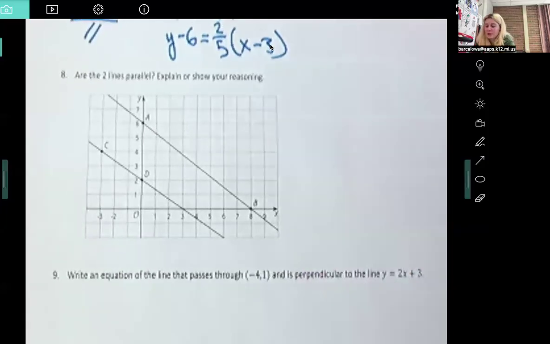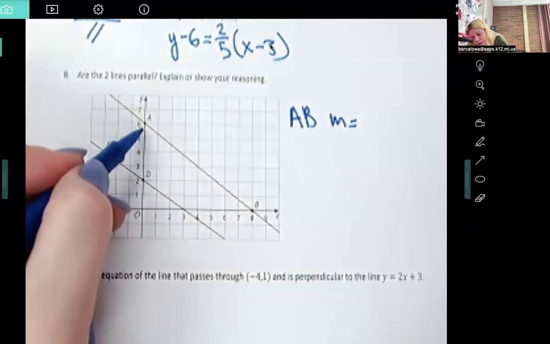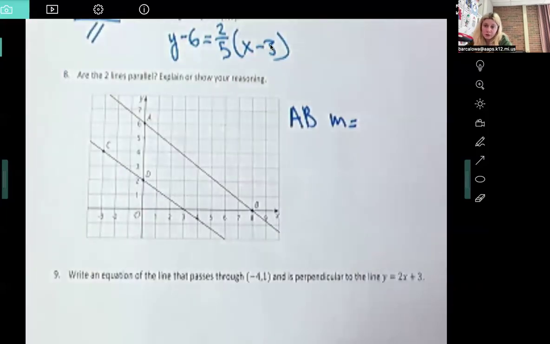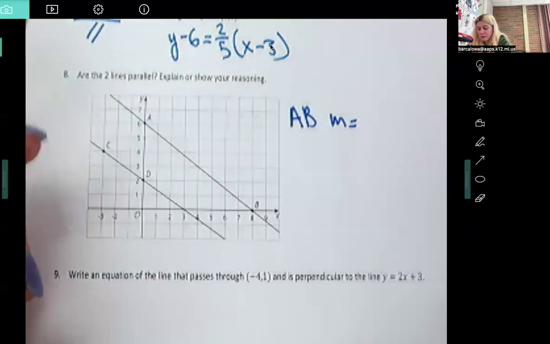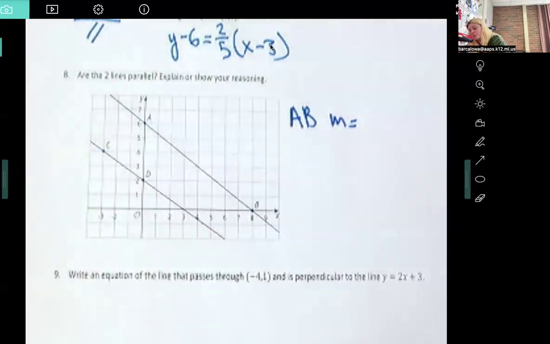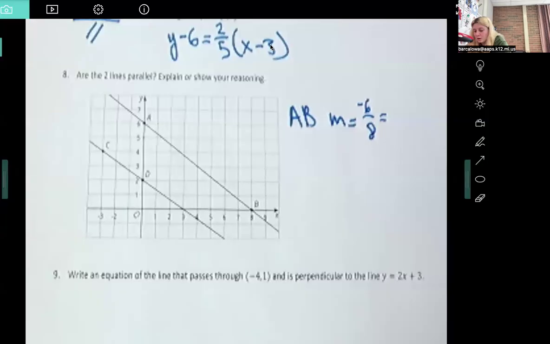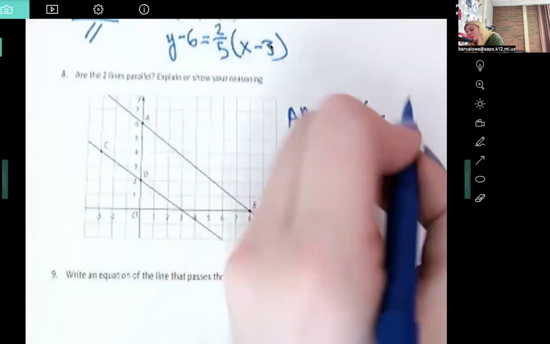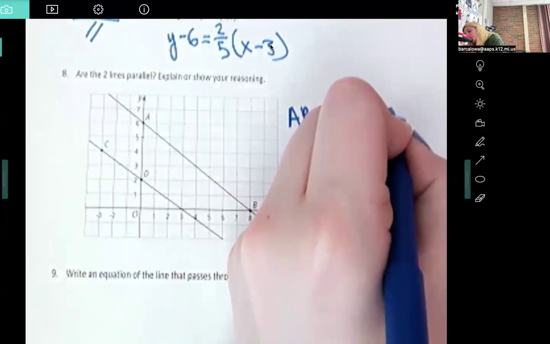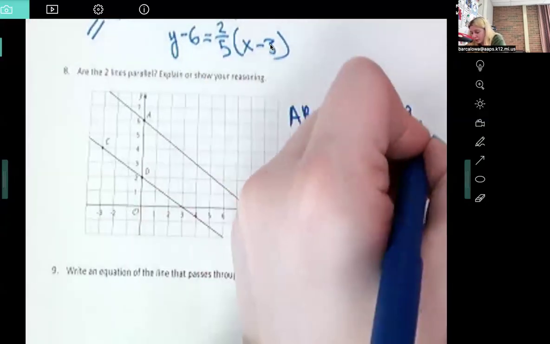Okay, are these two lines parallel? So to determine if two lines are parallel or not, you need to look at their slopes. So AB, the slope is, you can do change in y over change in x, y2 minus y1 over x2 minus x1, or you can count. So I can see that I'm going down 6 and right 8, and I have 6 over 8. Which simplifies to, okay, -6 is 2 times 3, and then 2 times 4. This is how I simplify fractions. The -3/4.